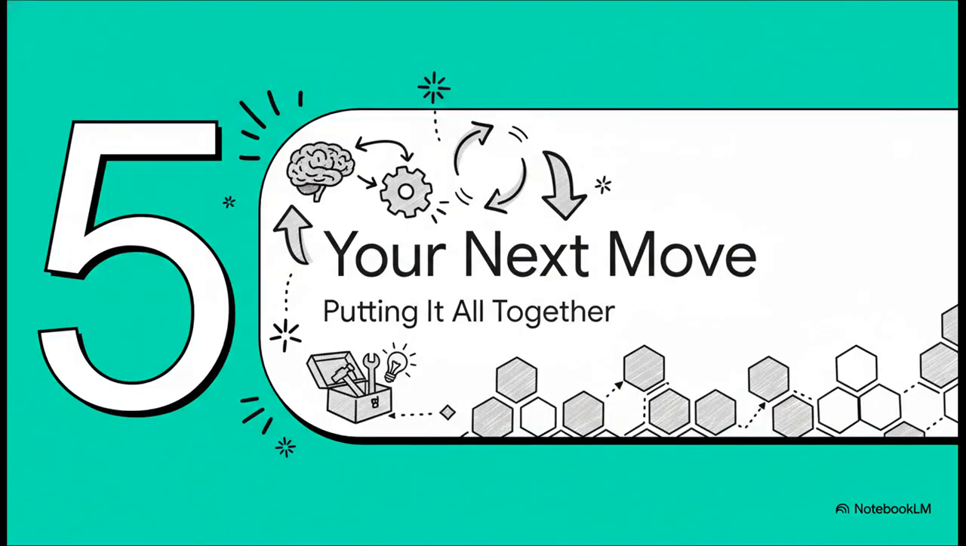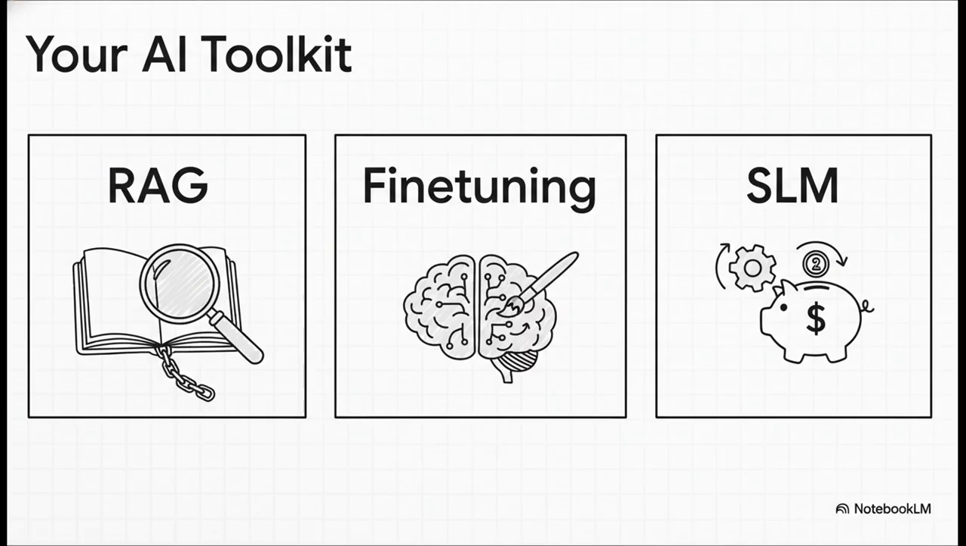Okay, so we've covered the main challenge, the tools at your disposal, and the framework for making a decision. So, what now? How do you put all this into action? Let's wrap it all up with your final AI toolkit. Here's the simple takeaway. You use RAG when your knowledge has to be fresh and traceable. You use fine-tuning to teach your model a specific discipline or behavior, like its format or tone. And you reach for an SLM when you need to scale up your solution and make it efficient for cost and speed. Those are your 3 core levers.